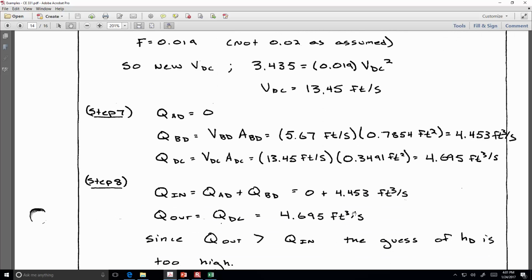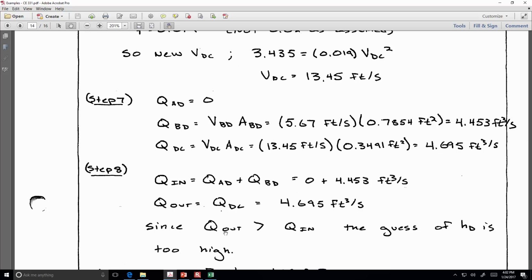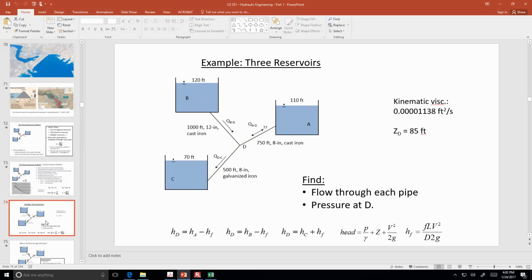where I start to prepare for the flow balance analysis. I say, all right, well, if it were those velocities, what would be the flow rate through each pipe? And then I compare the in versus the out. Now my first guess here was that the elevation of the head was 110 at the junction. And that guess turns out to be too high. And the way I know it's too high is because the flow out of the junction is bigger than the flow into the junction. And why can't that happen? Why can't we have more flow out than flow in? Because it has to equal. There's nowhere else for it to come from.